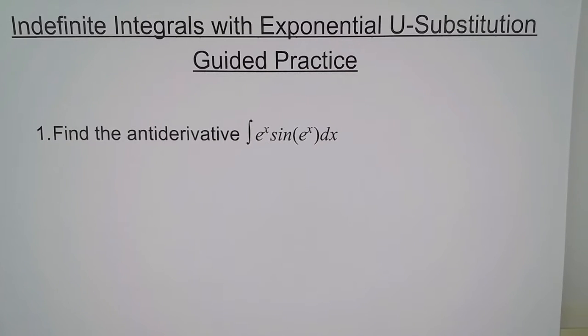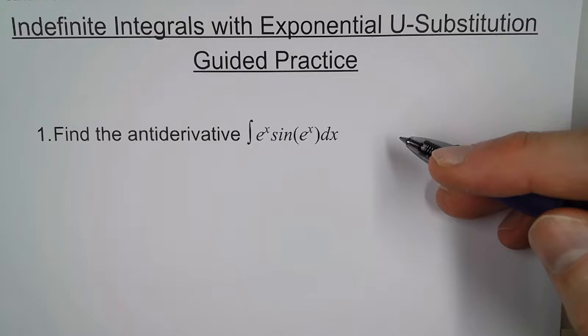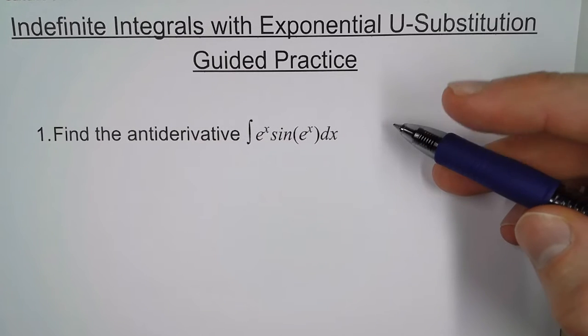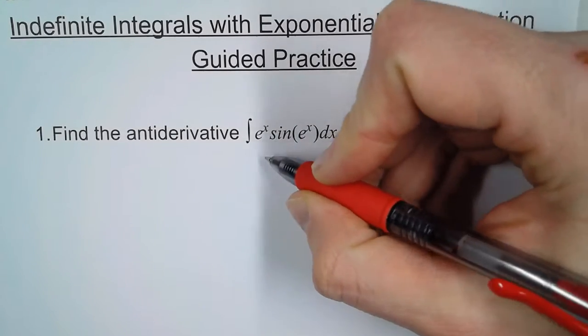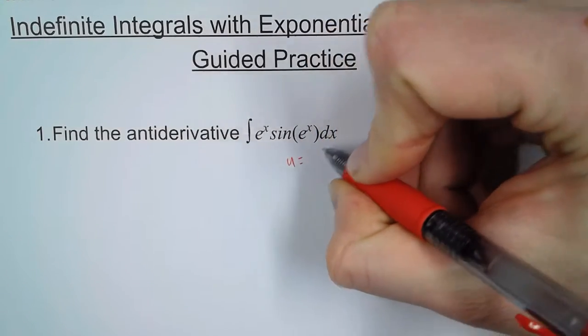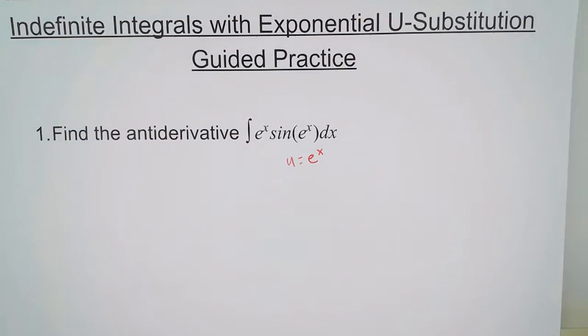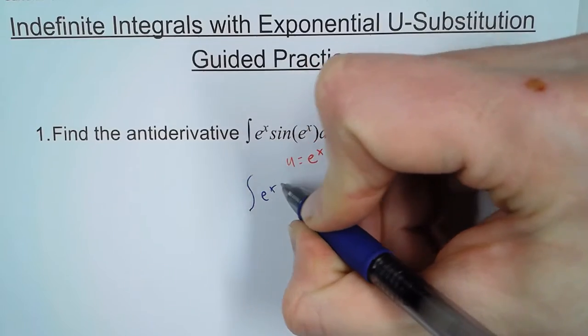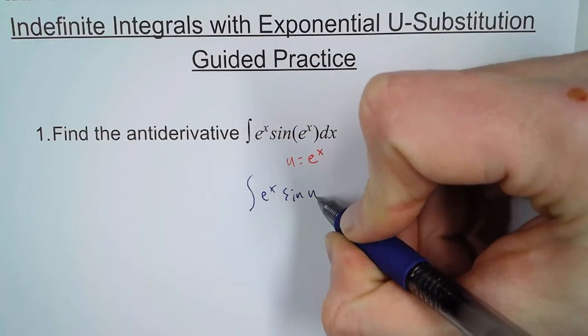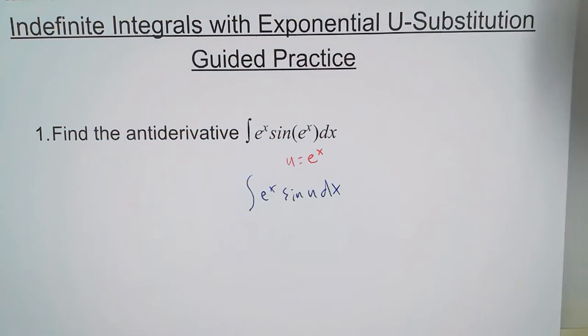So let's get started. With U-substitution, we want to first identify the inner function, because U-substitution with integrals is really just chain rule backwards. For this one, we can easily see that e to the x is inside of sine. So that means u equals e to the x. So we'll make that replacement: e to the x sine of u dx.